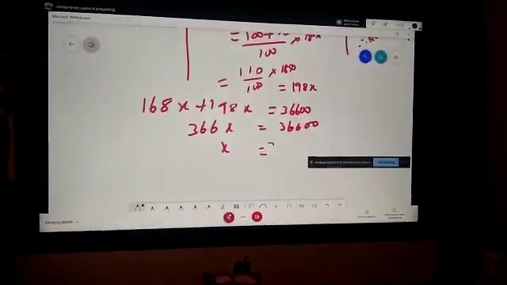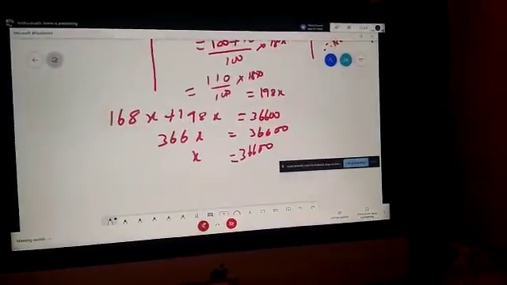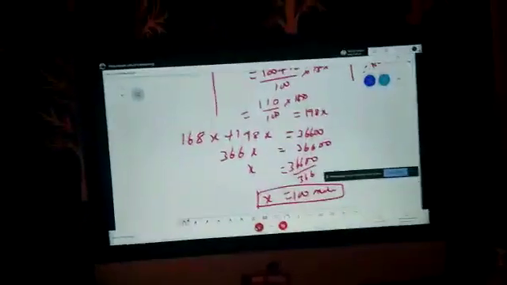36600 divided by 366. Very good. I must divide. Who's this? Tanmaya? 100 meters. So after finding 100 meters, now come to trousers.